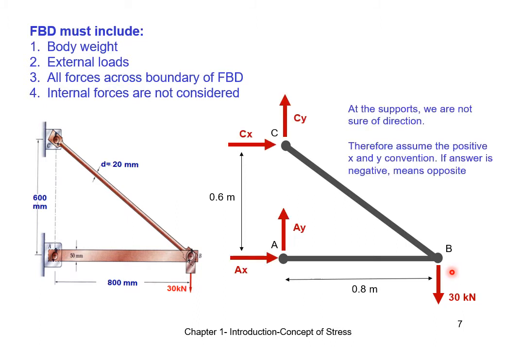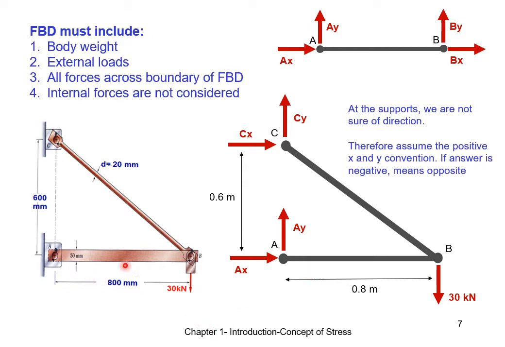Then, we'll need to include the forces across the boundary, which are the reaction forces. As the reaction forces act on the wall and also on the beam itself, there will be equal and opposite forces over here at the boundary. And at these supports we are not sure of the direction and magnitude. Therefore, we assume that it acts in the positive x as well as the positive y directions for C and for A.